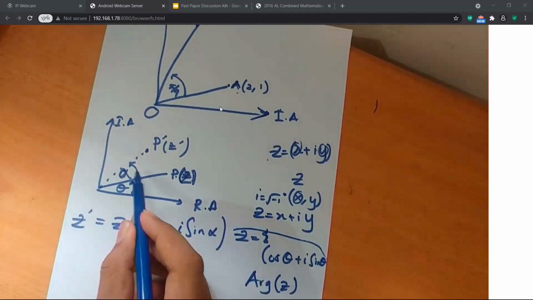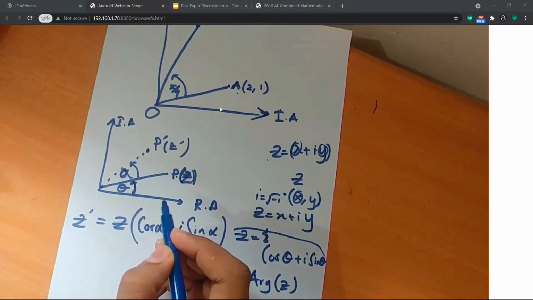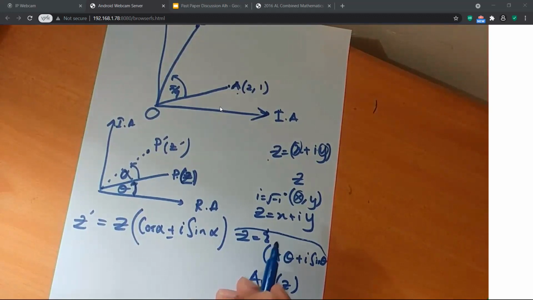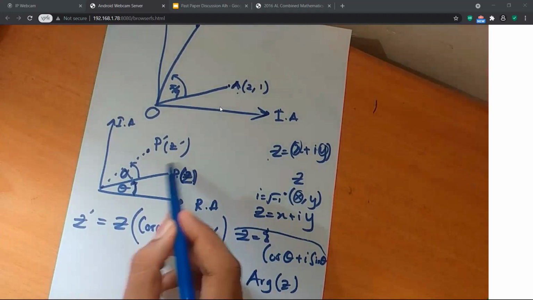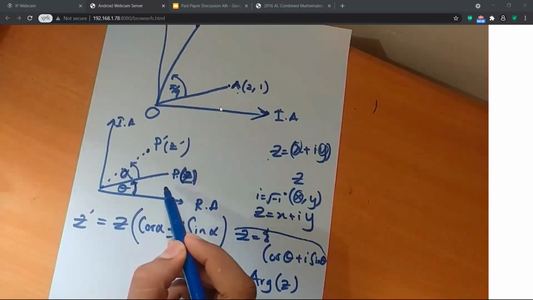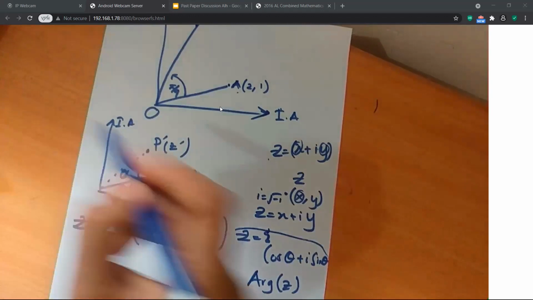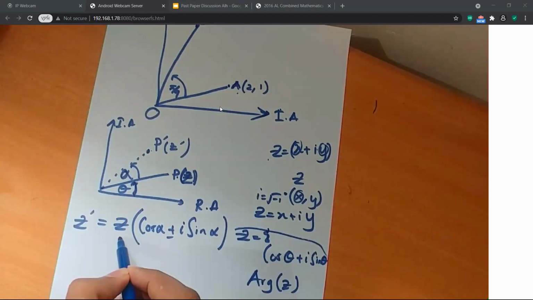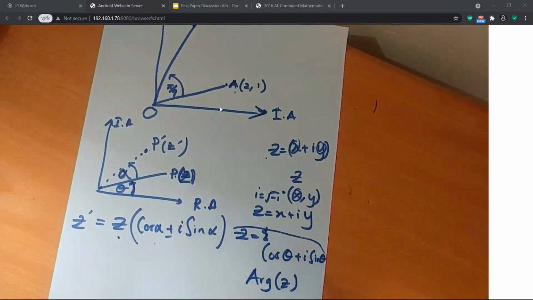Now if it's anti-clockwise, it's plus, otherwise it's minus. So this is the theorem. If you haven't done complex numbers, you'll probably learn it. If you have z at a certain point and you rotate z by an angle alpha, the new z can be written as the old z multiplied by cos alpha plus i sine alpha. Okay, this is a theorem. This is what we are going to use to find this new point. Any questions?